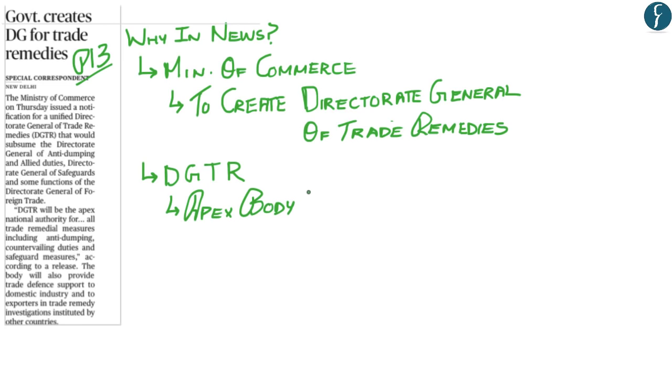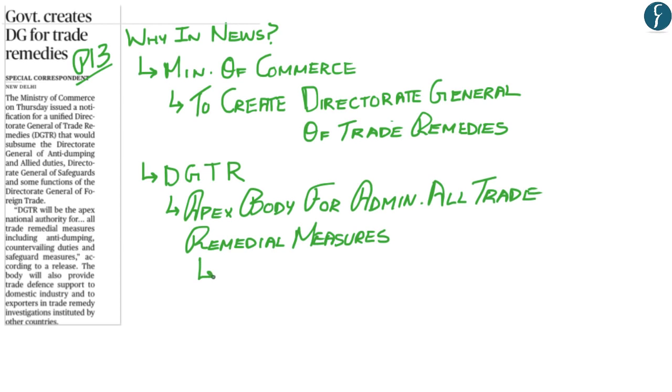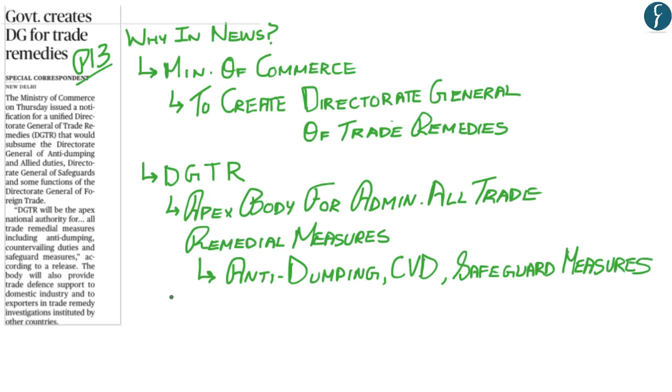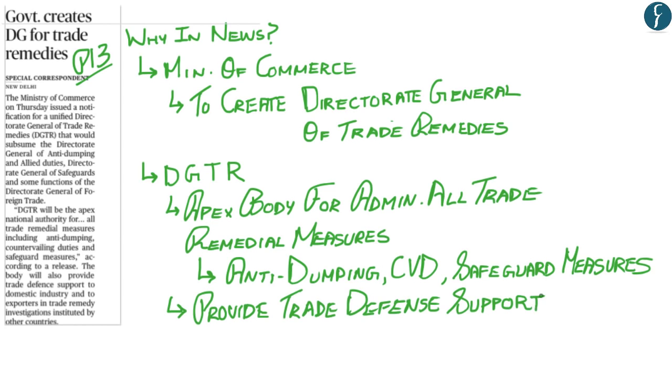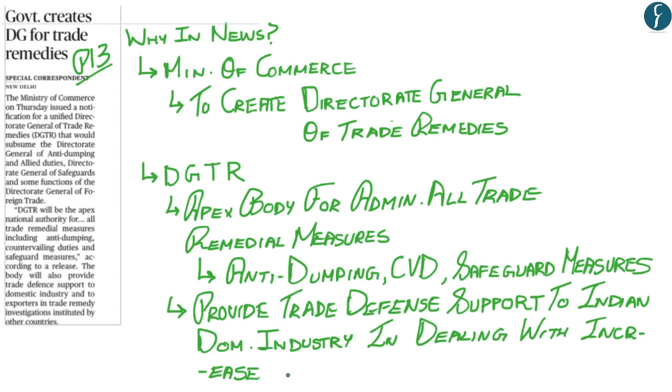would be an apex body for administering all trade remedial measures, wherein these measures would include anti-dumping, countervailing duties, and various safeguard measures, wherein the Director General of Trade Remedies would provide trade defense support to Indian domestic industries, wherein it would help in dealing with the increased instances of trade remedy investigations by other countries.